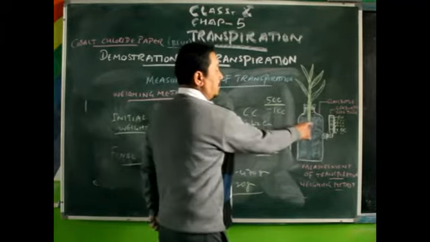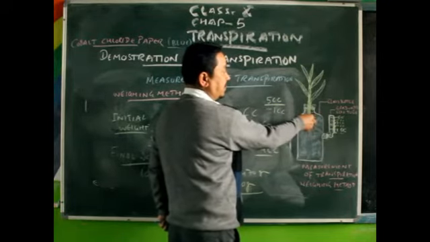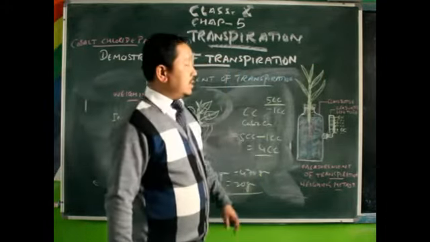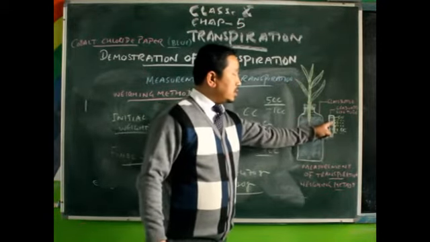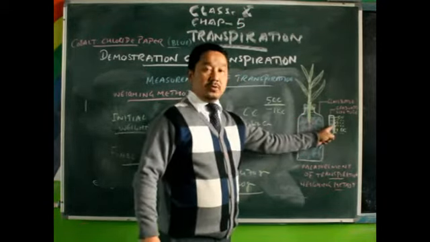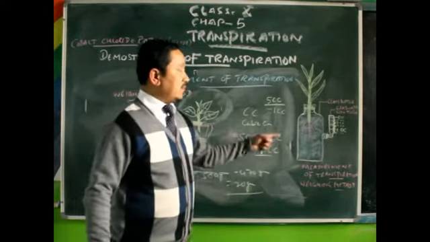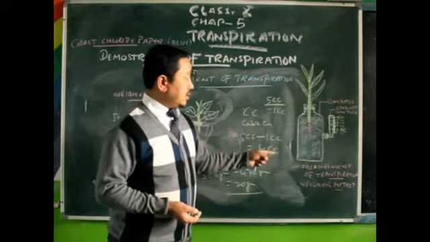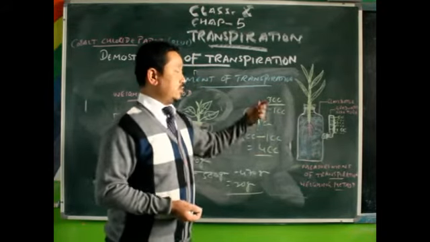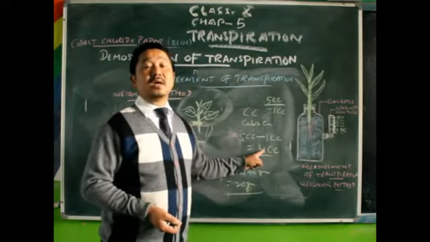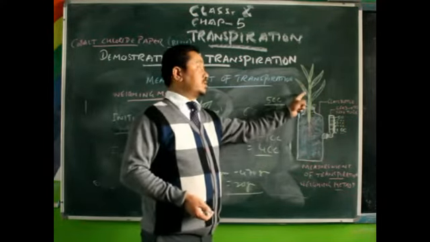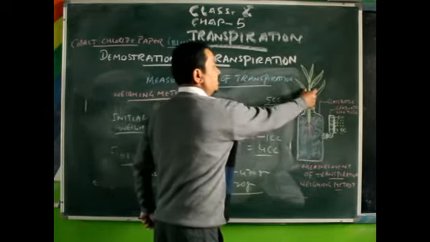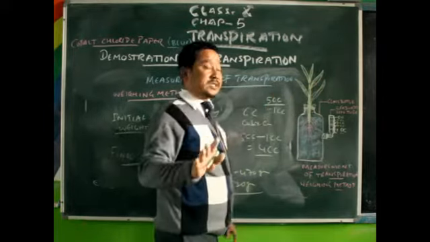Why? Because the water which is being absorbed from here is all going in the form of vapor through this aerial region of the plant. The more it absorbs, the more water will be lost, and that can be seen out here. So 4 cc, or whatever the level comes down to, you can make out. Just subtract the final reading from the initial one, so that you can make the difference. The difference is the loss of water from the aerial region of the plant in the form of vapor, which is called transpiration.